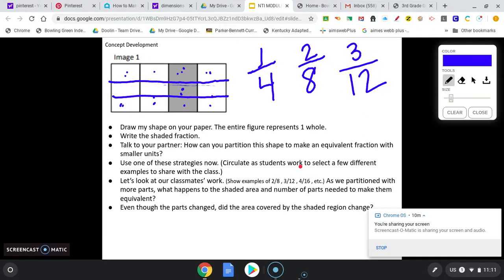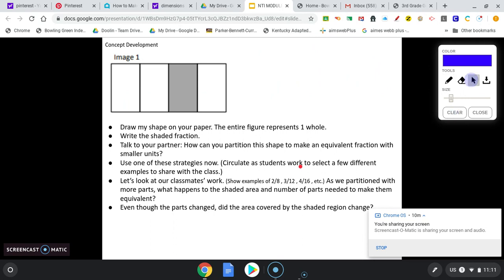No. Do you see a pattern up there? I see we had 1 cut, 2 cuts, and then 3 cuts. And each time 4 doubled and we got 8. Then we tripled 4 and we got 12. Very good job, boys and girls. Just drawing that one line, we can have equivalent parts.